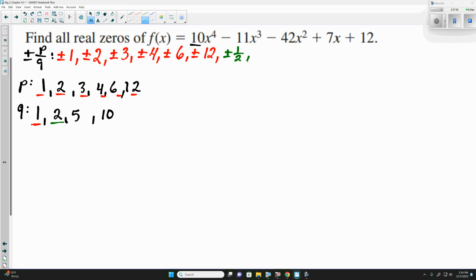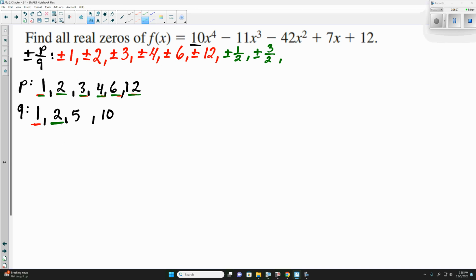So our 1 divided by 2 gave us 1/2. 2 divided by 2 is 1. 3 divided by 2 is 3 over 2. We'll try to keep these all in fractional form. Our next one would be 4 over 2, which is 2. We already have it. And we do 6 over 2, which is indeed 3. It's already listed. And lastly, 12 over 2 is 6. It's already listed.